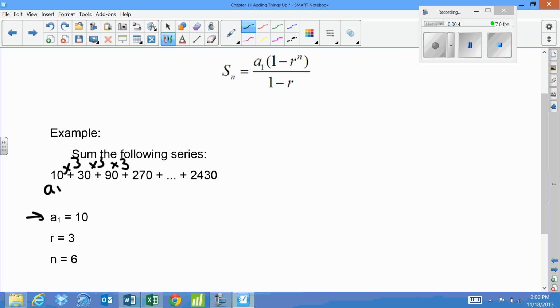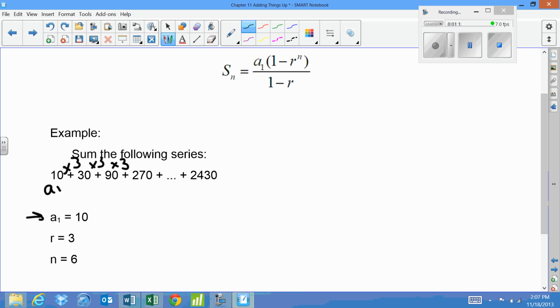And we know that we have 6 terms in our series. There are other ways to do that, but in this case, you could go through and multiply it out: 270 times 3 is going to be 810, and 810 times 3 is going to give me 2430. So that tells me I have 6 terms in my series.